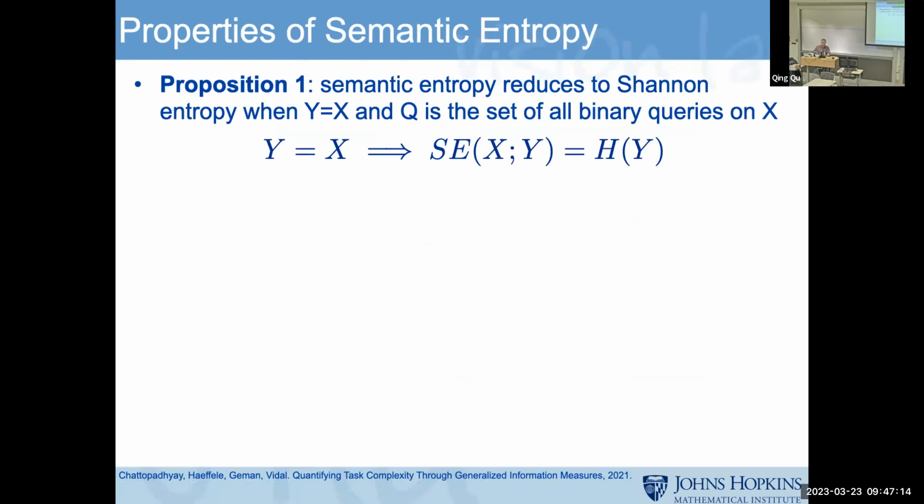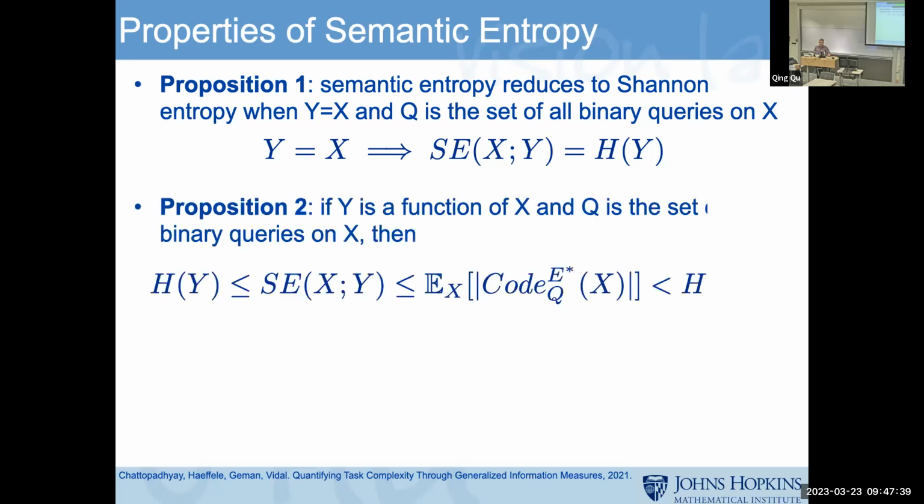If what you're trying to predict, y, is equal to x, that's a reconstruction task, right? I give an x, I want to compress it, and then I want to reconstruct it. Then you're allowed to ask any binary query about x, and the semantic entropy of x and y is the same thing as the entropy of y. So that's one example where we recover classical entropy.